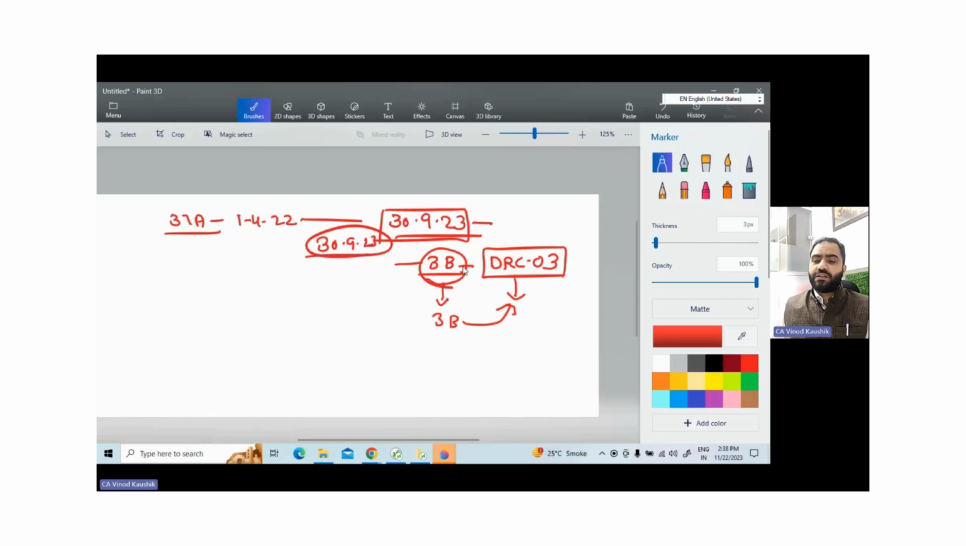So this was an attempt to decode the latest provisions related to Rule 37A, Section 41 and Section 16(2)(c) of the GST Act.